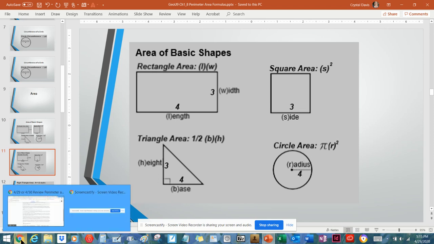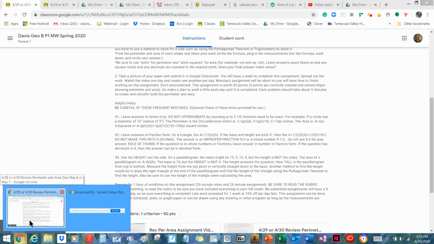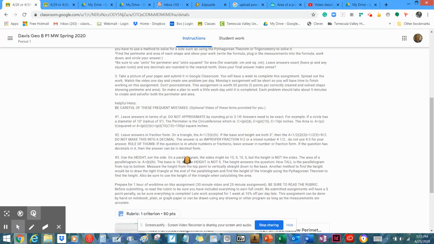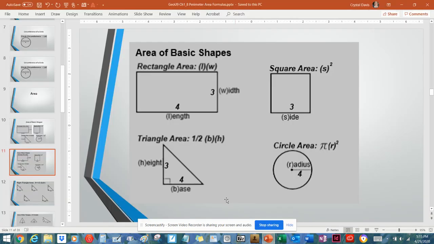Okay, another issue that's come up is when you are doing triangles, and the formula is 1/2 base times height. So let's go back to here and take a look at this problem right here. This one's easy because you've got the base and height being 3 times 4, which is 12. 12 divided by 2 is 6.